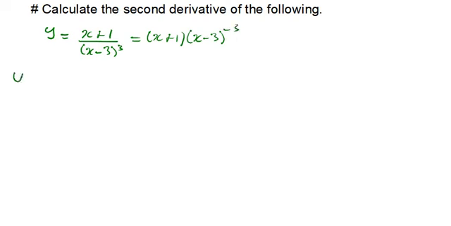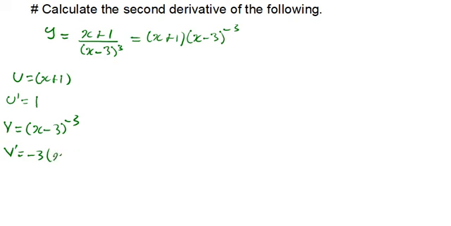So I'll let my u be x + 1. Then my u prime is going to be equal to 1. Then my v will be equal to (x - 3) to the power negative 3. My v prime is going to be equal to -3(x - 3) to the power negative 4. So now, for the product rule, your y prime is equal to v u prime plus u v prime, or v du/dx plus u dv/dx.